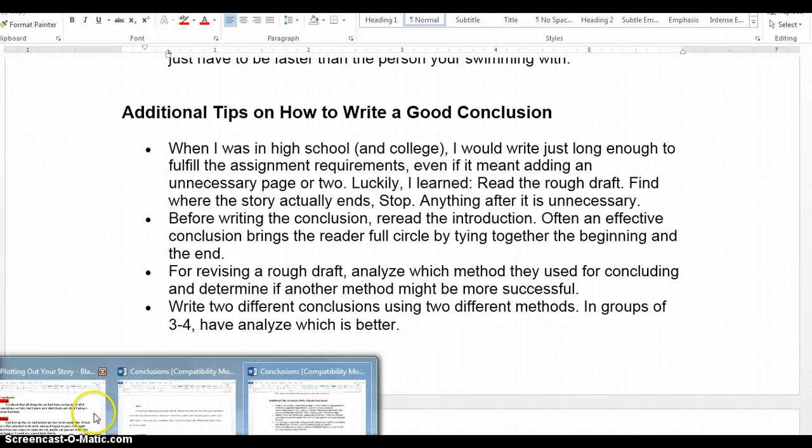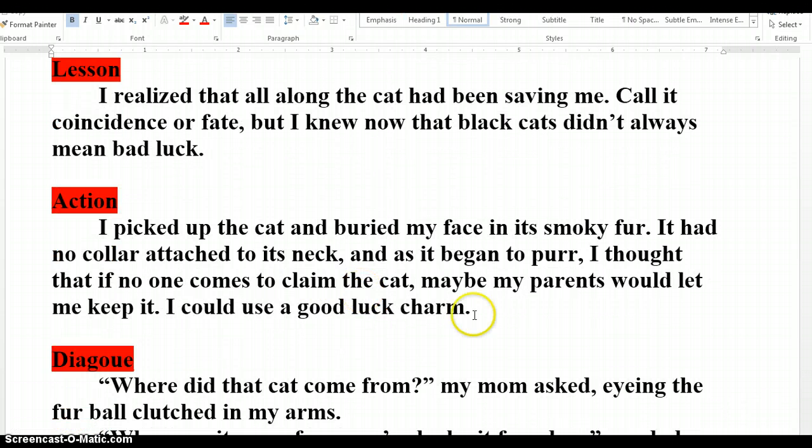So I wrote 3 different conclusions for my story. And I'm going to have you guys help me choose which one you think is best. Or maybe I want to combine some of them. So the first one is the lesson learned. "I realized that all along the cat had been saving me. Call it coincidence or fate, but I knew now that black cats didn't always mean bad luck."